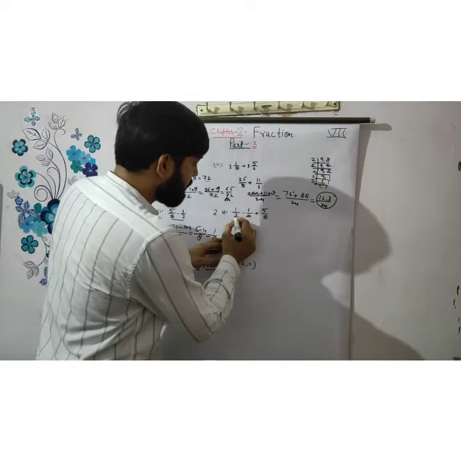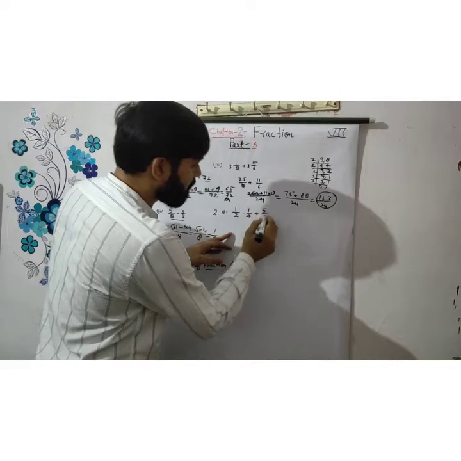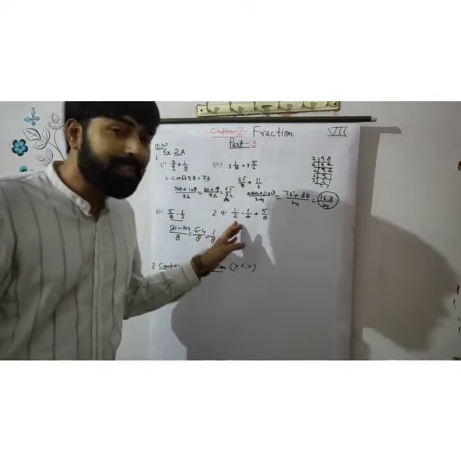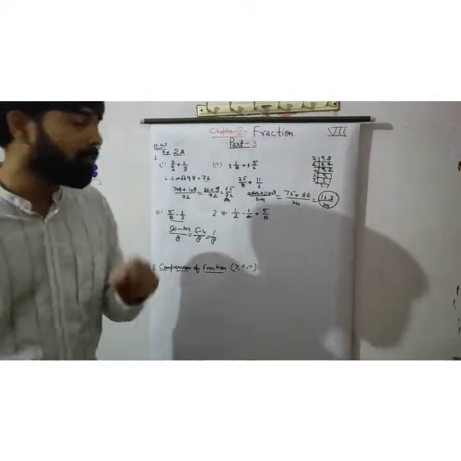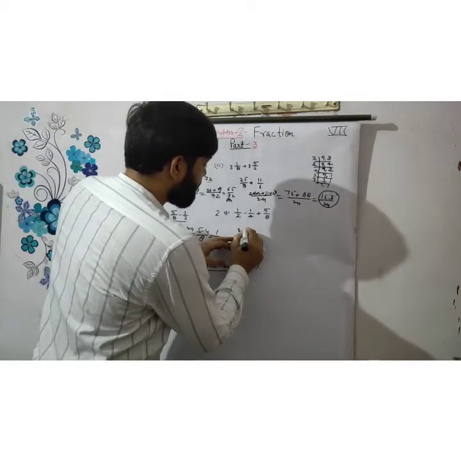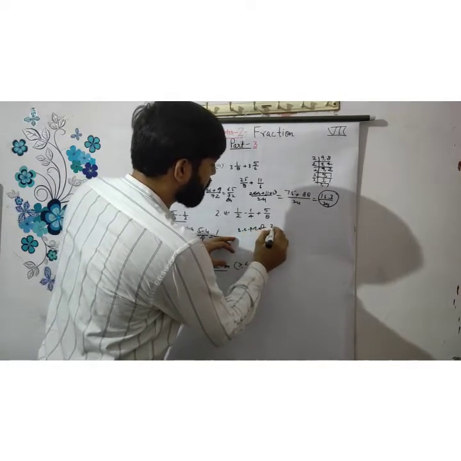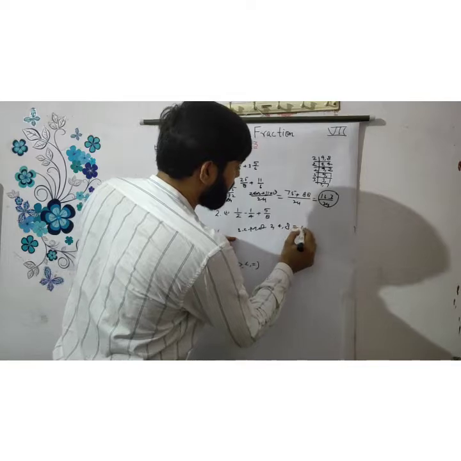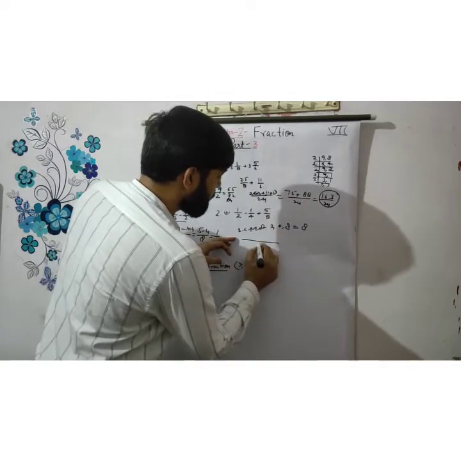Now this is the simplification. Here it is 1 upon 2 minus 1 upon 4 plus 1 5 upon 8. We find the LCM of 2, 4 and 8, then we get 8. So the LCM of 2, 4 and 8 is 8. Then 8 is the common denominator.